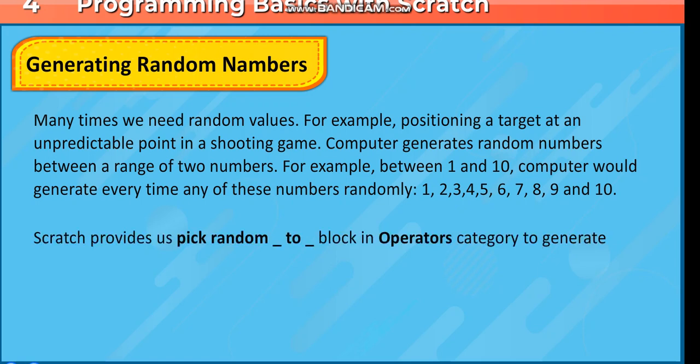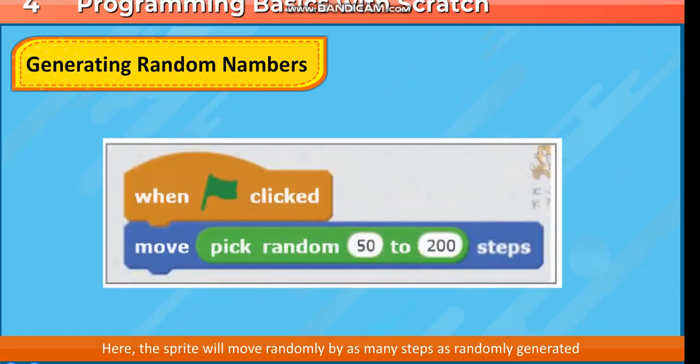Scratch provides us the pick random this to this block in the operators category to generate random numbers. Let us consider this small example. Here, the sprite will move randomly by as many steps as randomly generated between 50 and 200 every time you click on the Run Animation icon. When you run the animation, every time you will notice that the sprite moves a different number of steps randomly.